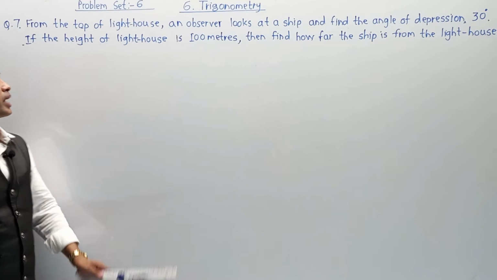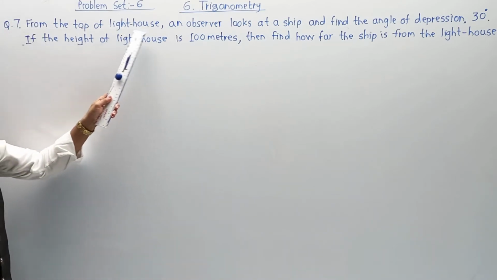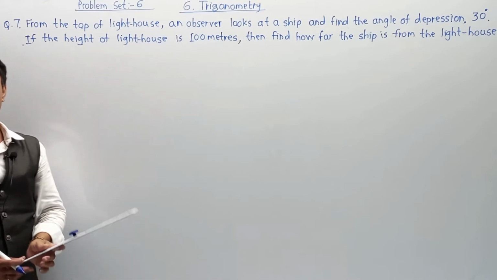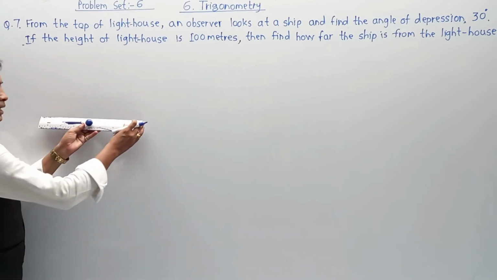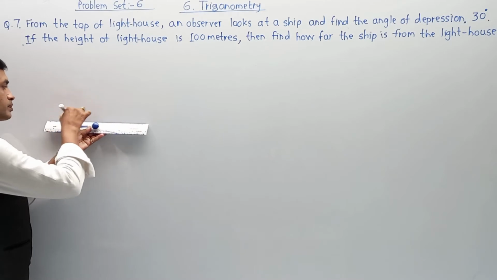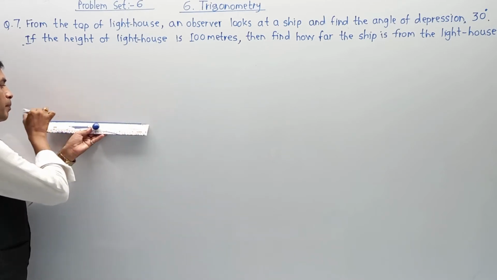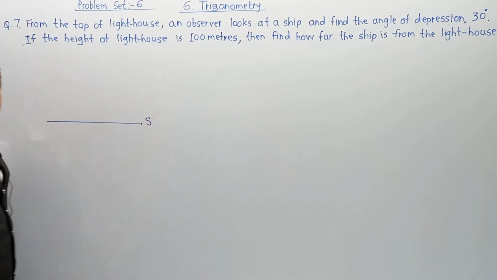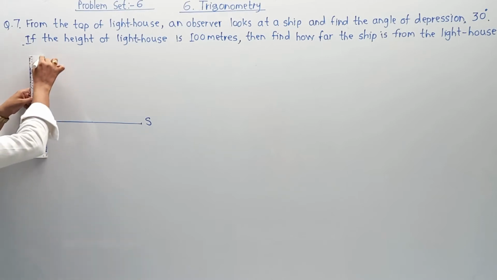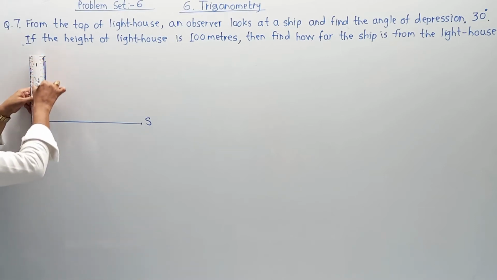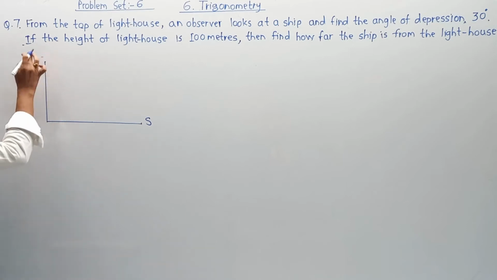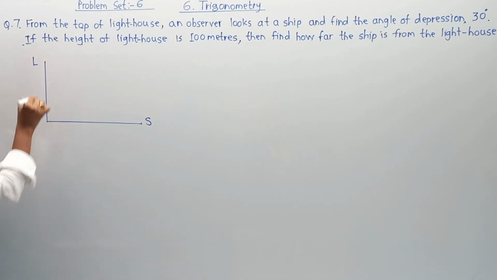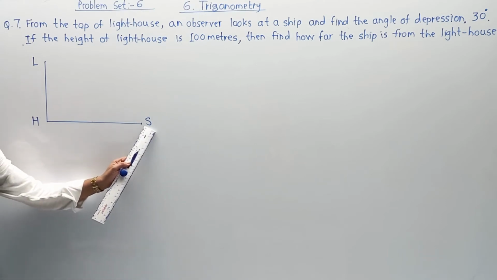So here, one by one, from the top of a lighthouse an observer looks at a ship. Let us say we are going to observe this. There is some kind of seashore, and let us say a particular ship is over here, so I am going to call it S, and there is a lighthouse, so I am going to draw a diagram over here, and as there is the word lighthouse, I am going to use the word lighthouse. In this way I have indicated the part. So LH indicates the height of the lighthouse and S is nothing but the position of the ship.